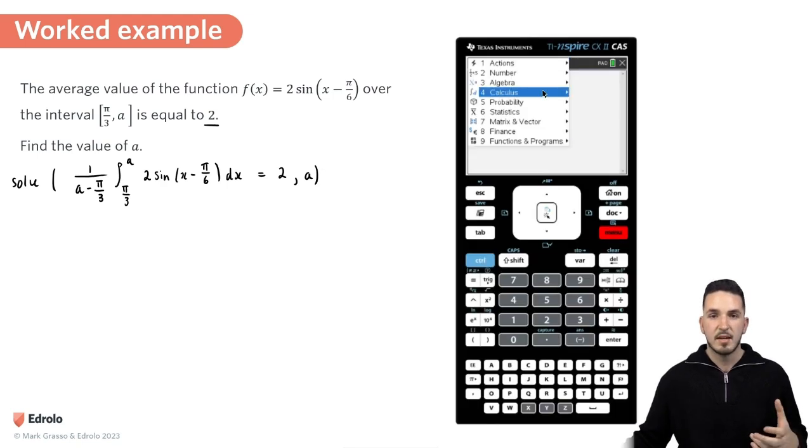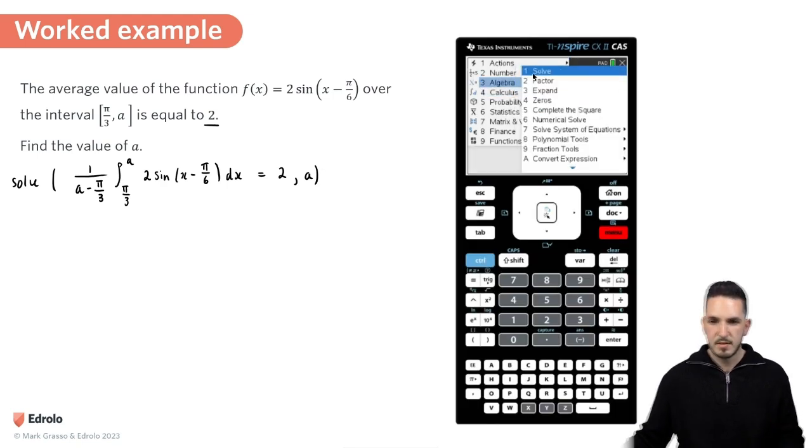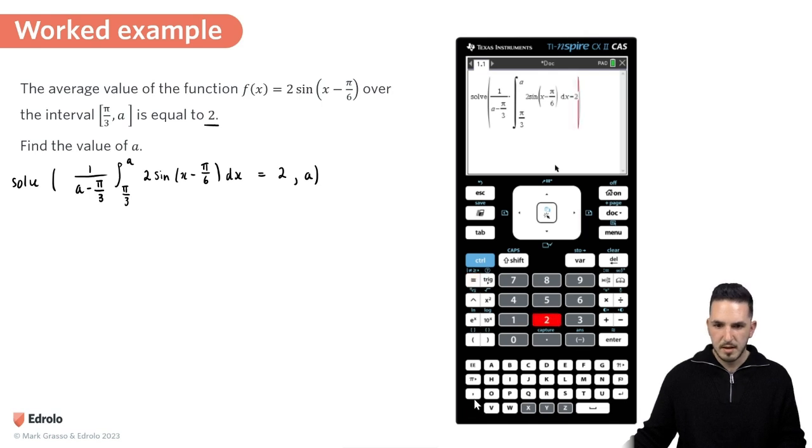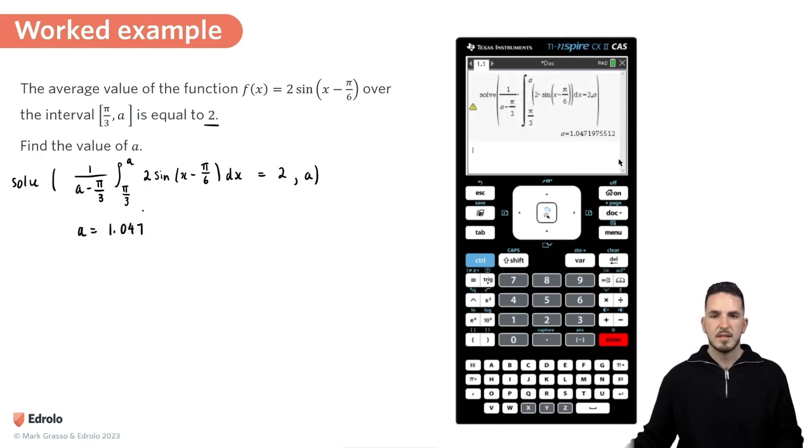So now to evaluate this in our calculator, we would go with menu 3.1, so you want solve, and then you type in 1 divided by a minus pi on 3, where is a? So a minus pi over 3, then times the integral, so menu 4.3, that's going to be from pi on 3 to a of 2 sine of x minus pi on 6 dx. And they told us that the average value equals 2, so we're going to put equals 2, then comma a, because that's what we're wanting to solve for. And press enter. So therefore a will equal 1.047.